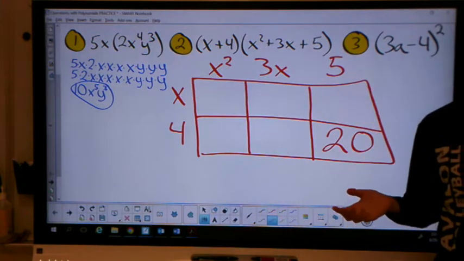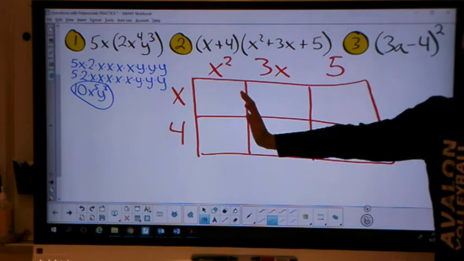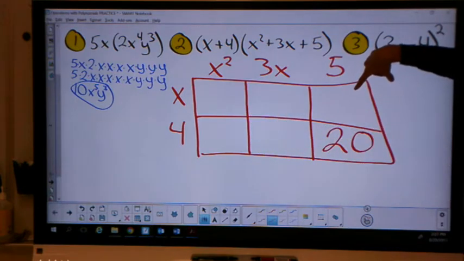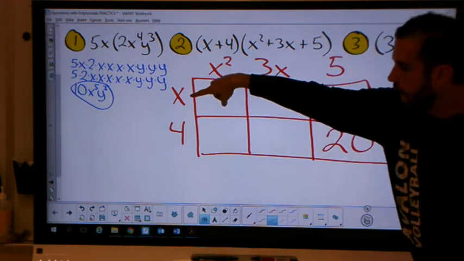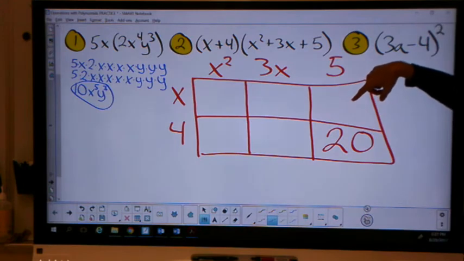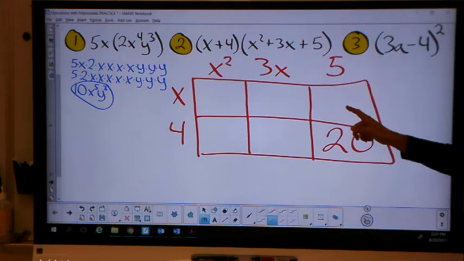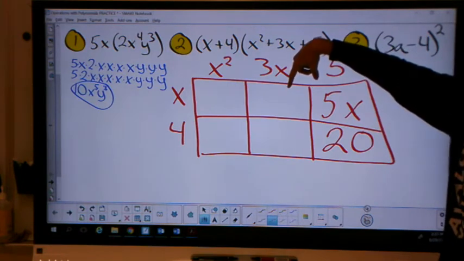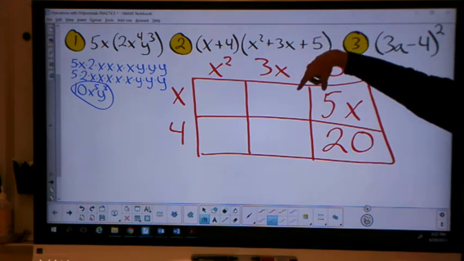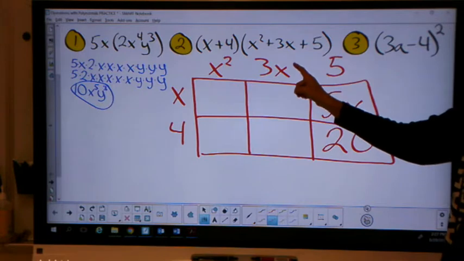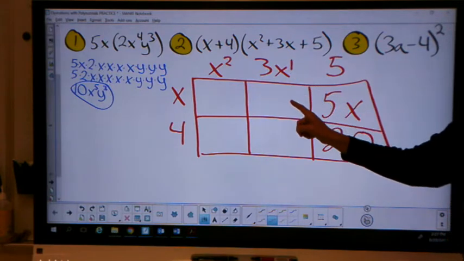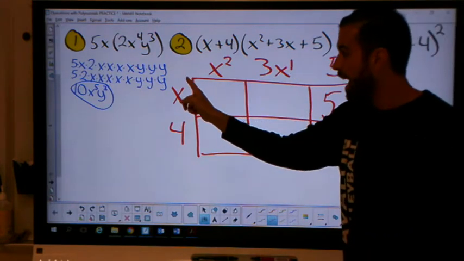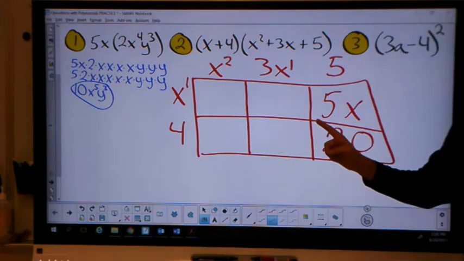Next, it really doesn't matter what order you do it in, so I'll just kind of work my way to the left. This top corner box, 5 and x would be multiplied there. Let me get a hand, Maya. 5x is correct. The top middle, this is where you need to make sure you are remembering what we did yesterday. It is a 3x to the first power multiplying an x to the first power.